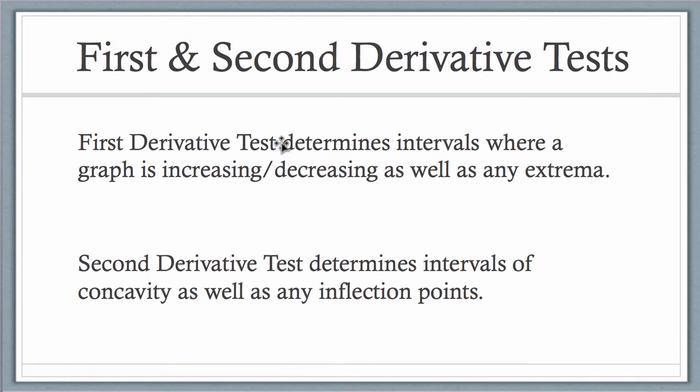Remember that the first derivative test is going to determine the intervals where a graph is increasing or decreasing, as well as any extrema. The second derivative test that we're going to talk about in a little bit determines intervals of concavity as well as any inflection points, so where I'm changing concavity. Remember, extrema with the first derivative test is where I'm changing direction. Points of inflection are where I change concavity.